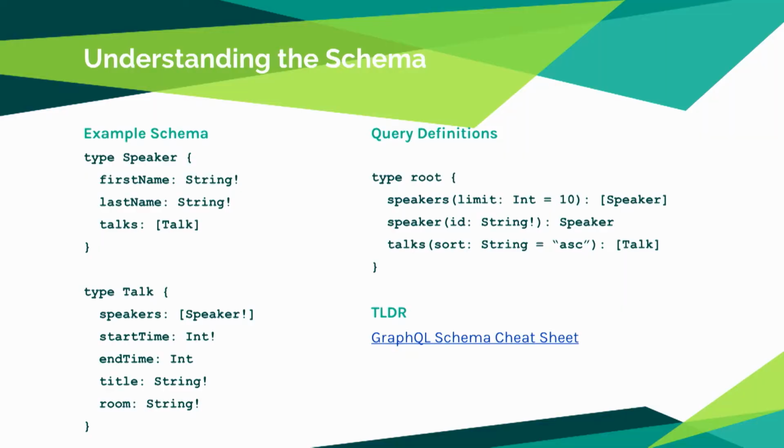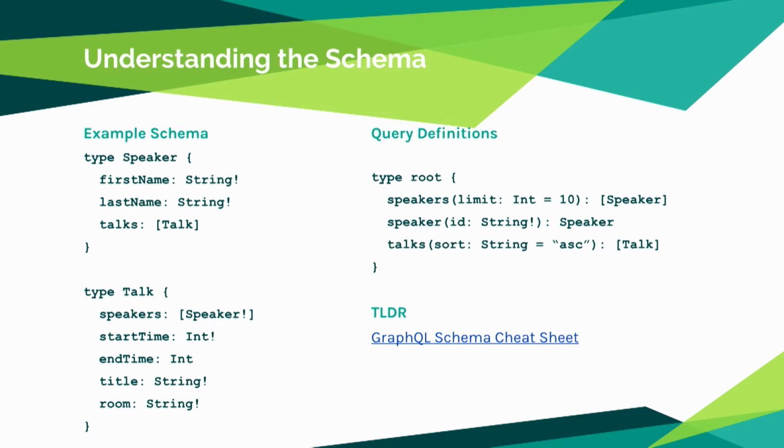And then right here on the right-hand side, I have query definitions, right? So these are the root queries. So you could actually go to the GraphQL API and ask for a list of speakers or a list of talks, or you could get a speaker by a specific ID. And then if you ask for speakers, it returns a list of speakers. And you can pass in an argument that says how many of those speakers you would actually like to fetch. And we'll look at why this is important later.